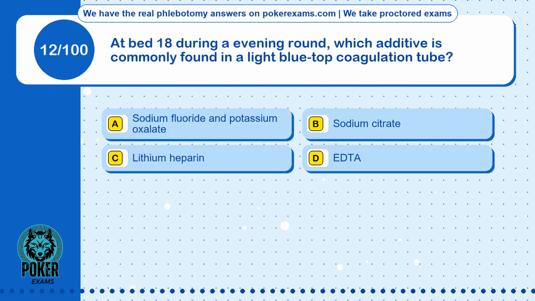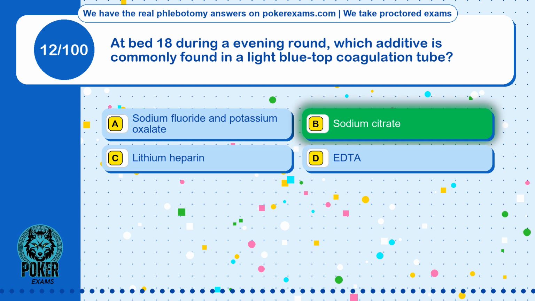Question 12. At bed 18 during an evening round, which additive is commonly found in a light blue top coagulation tube? Option A, sodium fluoride and potassium oxalate. Option B, sodium citrate. Option C, lithium heparin. Option D, EDTA. The correct answer is option B, sodium citrate.